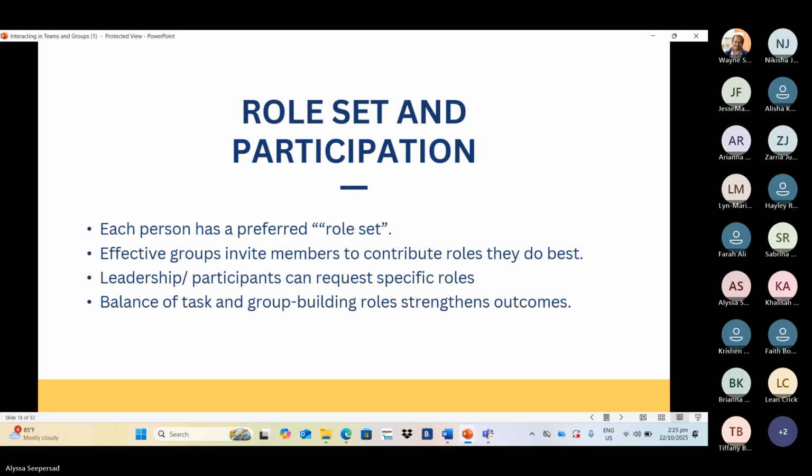However, although members and leaders may not perform comfortably in every role, it is important to know which roles need to be filled in the group to succeed. And you should encourage someone to engage in that role. Whether they perform comfortably in it or not, someone should fill the role. A good balance of tasks and group building roles helps strengthen the outcome of the group's performance.